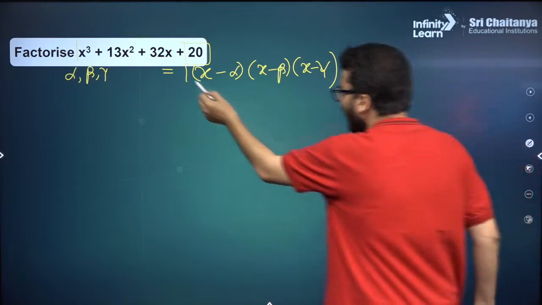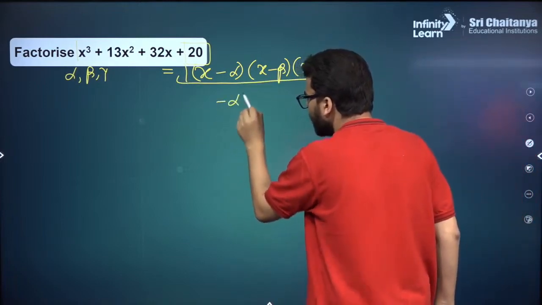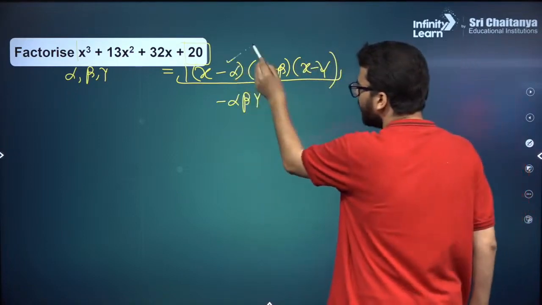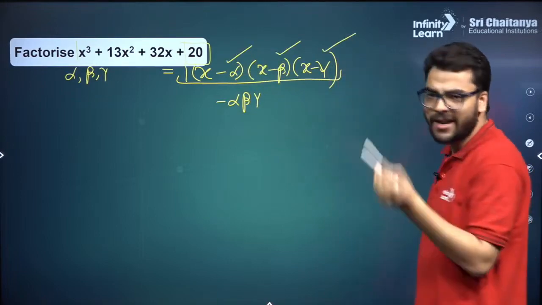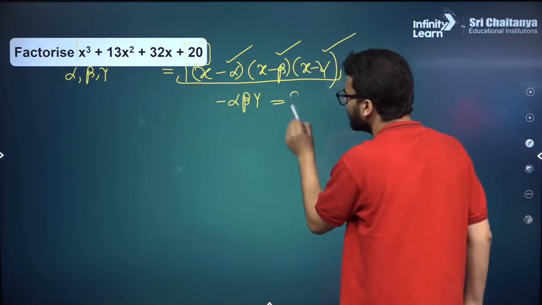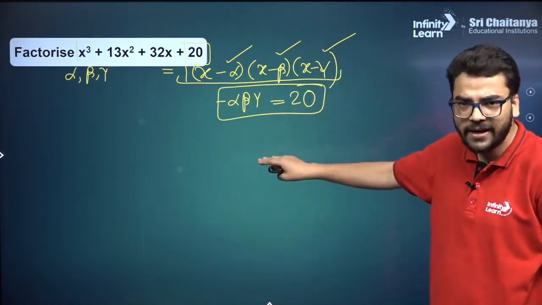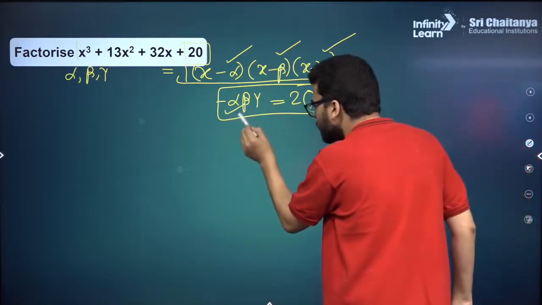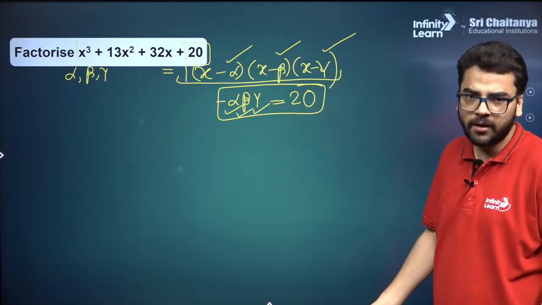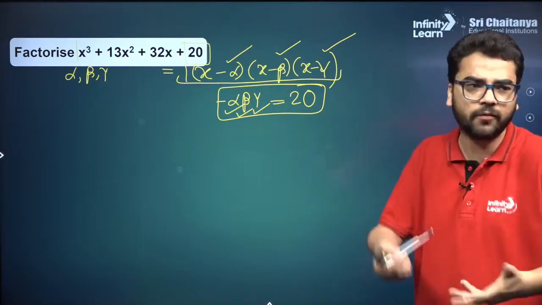Now if you open up these brackets, can you not say that the last term will be minus alpha, beta, gamma? The last term will be the product of these three, or not? So minus alpha beta gamma. And if you compare on both sides, can we not say that this is equal to 20? Simple logic. So therefore, the possible values of alpha, beta and gamma can be the factors of 20, or not? You have to just find one zero. If you find one zero, you'll be able to find the other zeros.